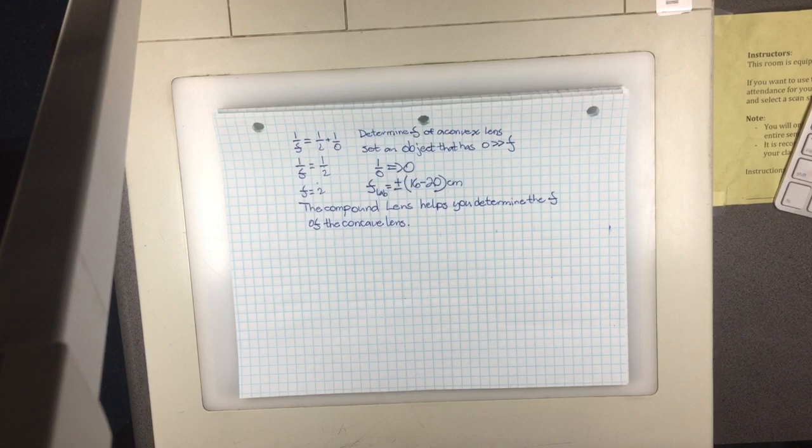Wait, do we have compound? Yeah, it's the first problem. You're ready to do everything except for the first problem, and we're about to do it right now.